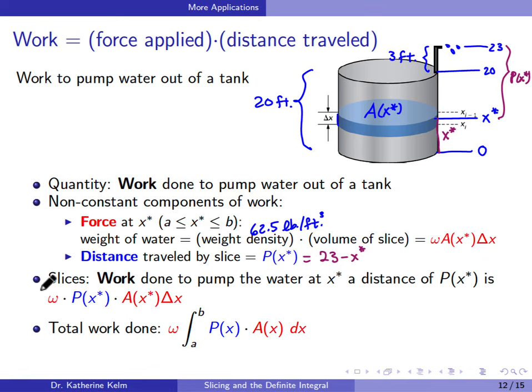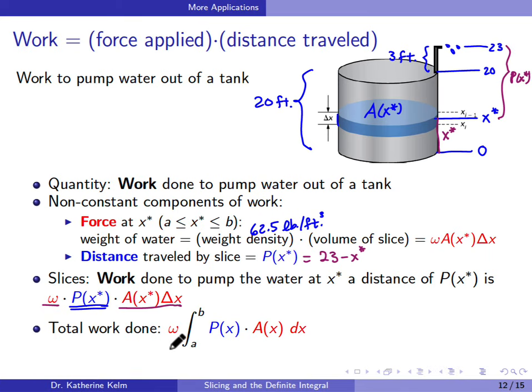So for the slice, the work done to pump the water a distance of P of x star is omega, which is 62.5, times P of x star times A of x star delta x. This is the force times the distance. And so now all we have to do is turn this into a definite integral.